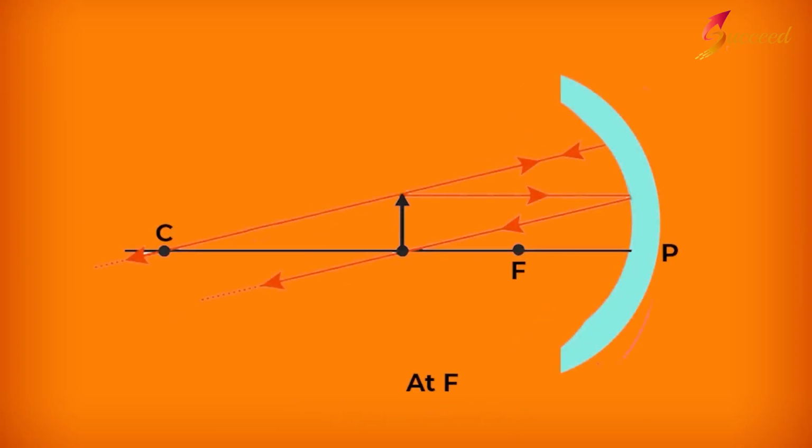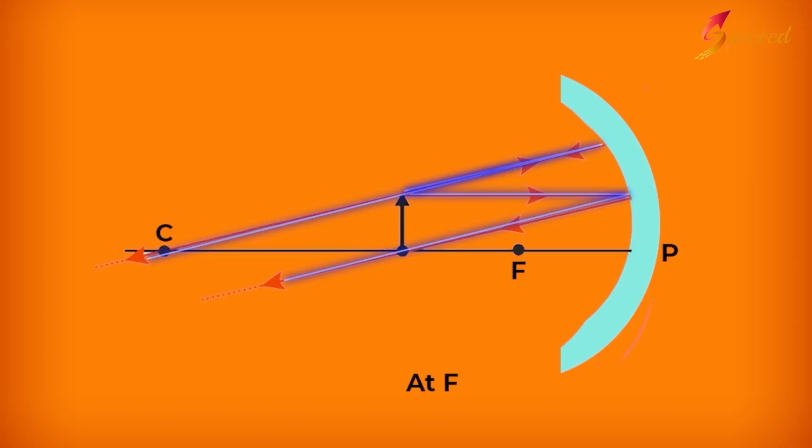Now let us place the object exactly at F. Now the incident ray passing through C reflects back in the same direction, and the ray parallel to the principal axis after reflection passes through F. We see that the lines never meet because they are parallel. So we say that the image is formed at infinity, but it is real and inverted.